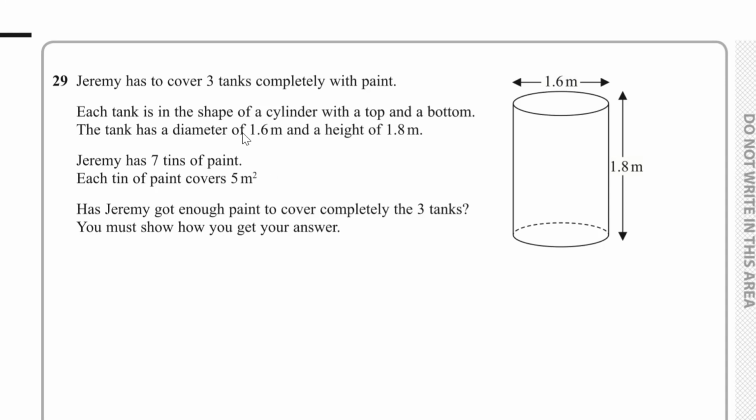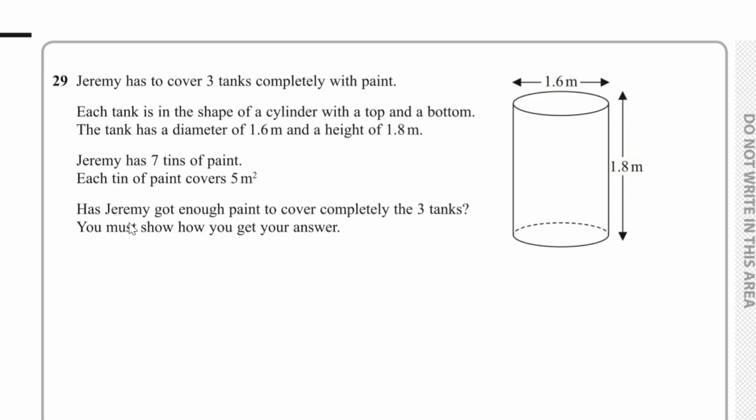Question 29. Jeremy has to cover 3 tanks completely with paint. The tank is in the shape of a cylinder with a top and a bottom. The tank has a diameter of 16 meters and a height of 1.8 meters. Jeremy has 7 tins of paint. Each tin of paint covers 5 meters squared. Has Jeremy got enough paint to cover completely the 3 tanks?